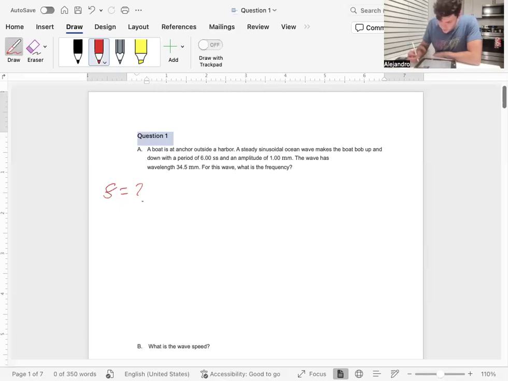And let's see what is given to us. We know the period is 6 seconds. Amplitude is 1 millimeter. And wavelength is given to us, 34.5. Okay, we need to find the frequency.